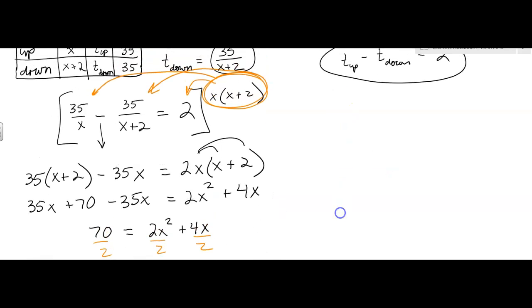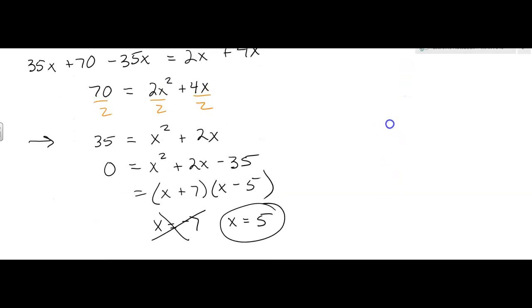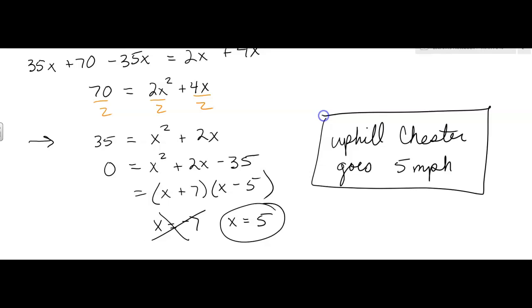All right, now what were we finding? We wanted to find what was the uphill rate. X was the uphill rate, so we found it. It's 5 miles an hour. So uphill, Chester goes 5 miles per hour on his bike. Downhill, he's going 7 miles an hour, but they didn't ask for that. They just asked for the uphill. All right. These are tricky, but the more you see them and the more you practice them, the easier it'll get.